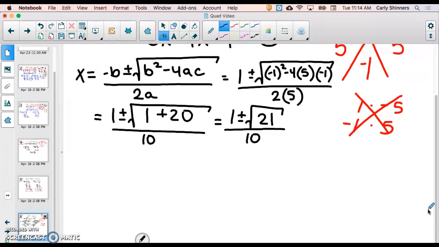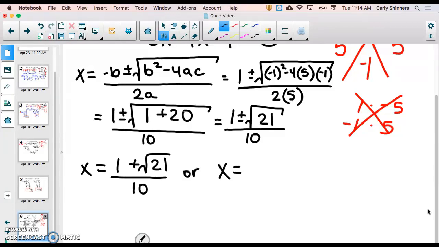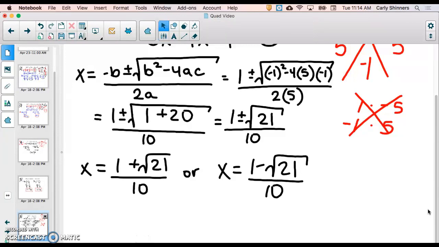So my exact answers would be x equals 1 plus root 21 divided by 10, and 1 minus root 21 divided by 10. So that would be the answers in exact form. If you wanted these as a decimal, you would have to pop over to your calculator and put those in.